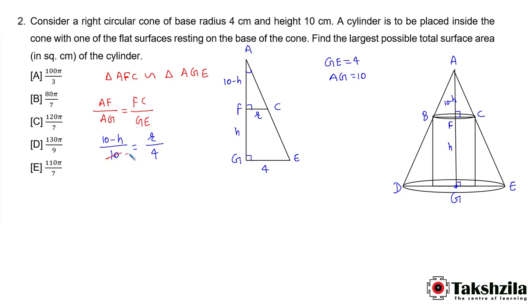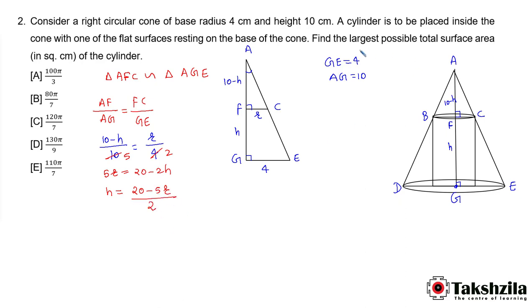This will be 2 5s are 2 2s are. If you cross multiply, we will get 5 times r is equal to 20 minus 2h. So the value of h becomes how much? The value of h becomes (20 minus 5r) divided by 2.